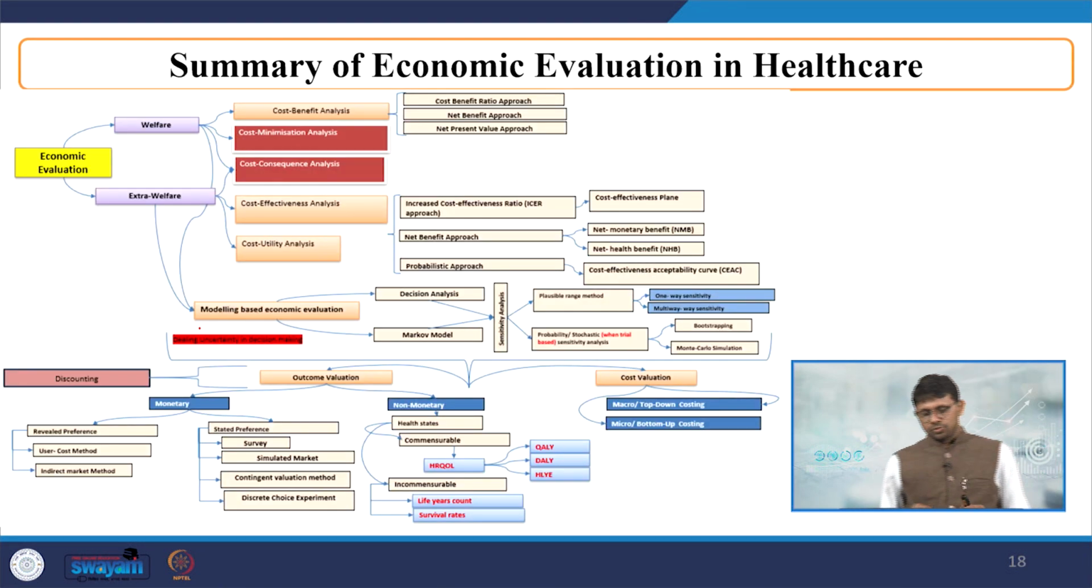We have discussed many directions in the entire sections on economic evaluation in healthcare. This is a systematic presentation of our two units on economic evaluation in healthcare. We discussed all possibilities, such as welfare and extra-welfare cases, and there are different approaches. Today we touched on the Markov model, then sensitivity analysis, etc. These are mentioned here, and you can follow on your own. We also discussed QALY, DALY, HYE, etc. Please follow this, and if you are still stuck somewhere, please don't hesitate. We are trying our best to clarify in the query lecture.